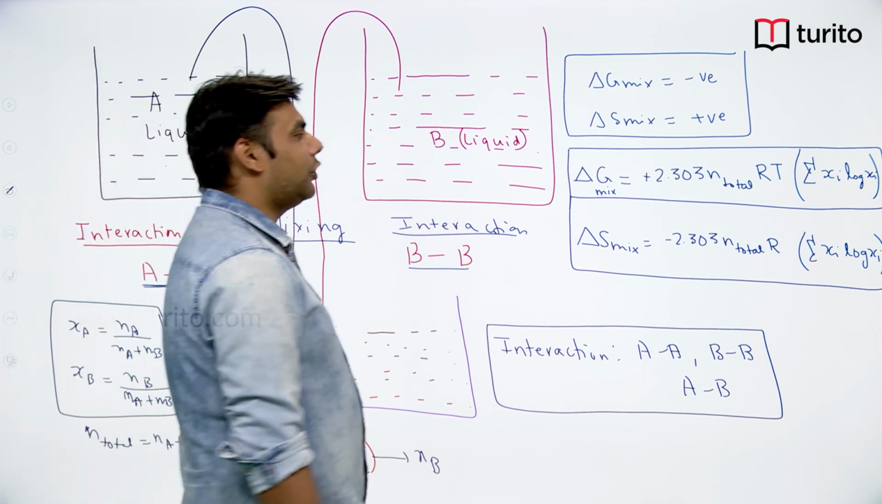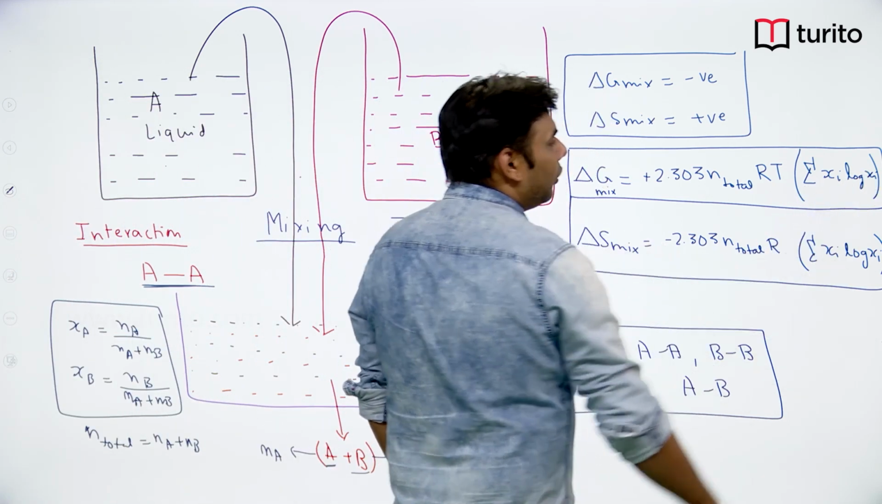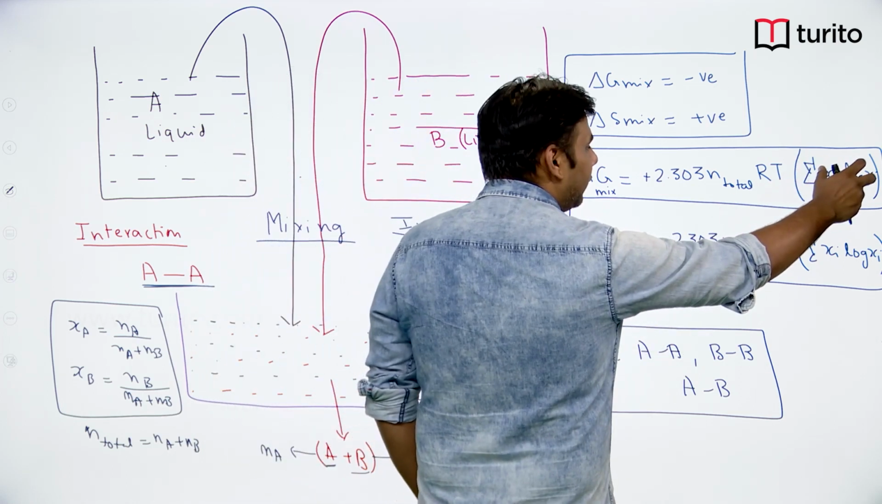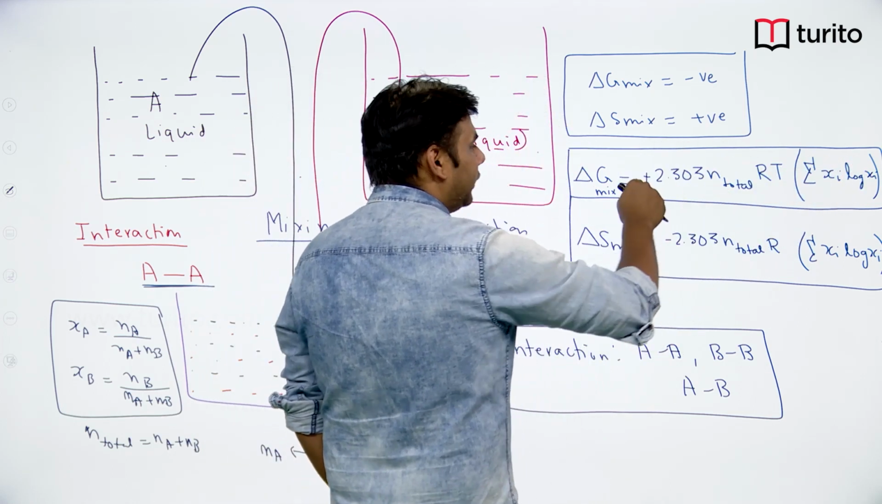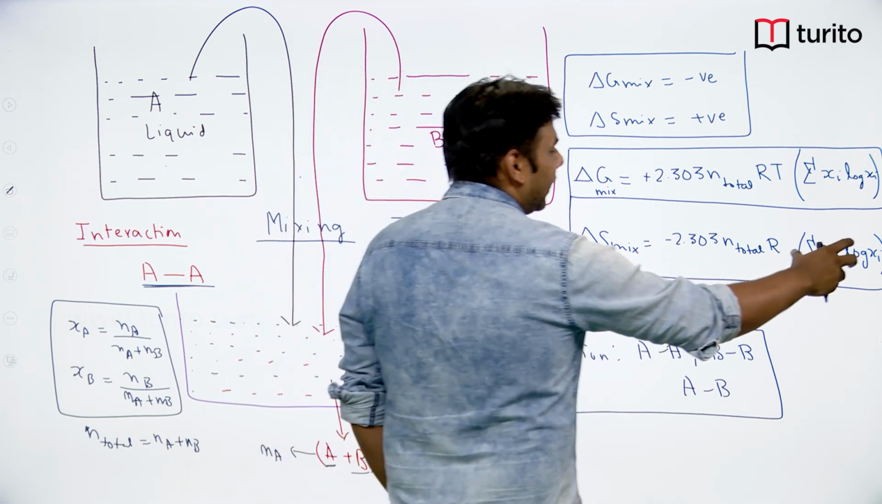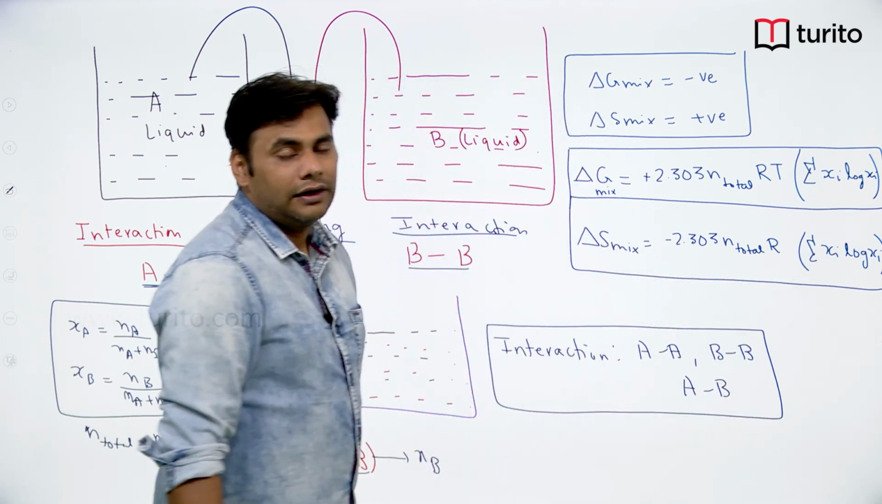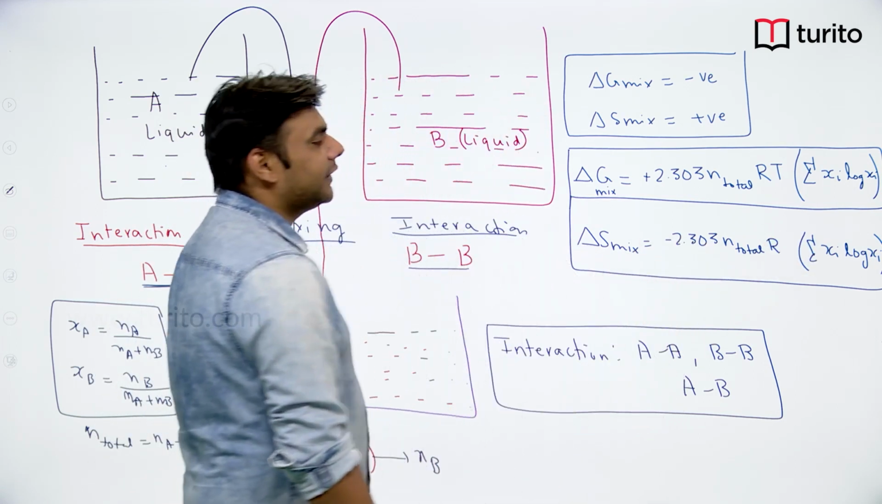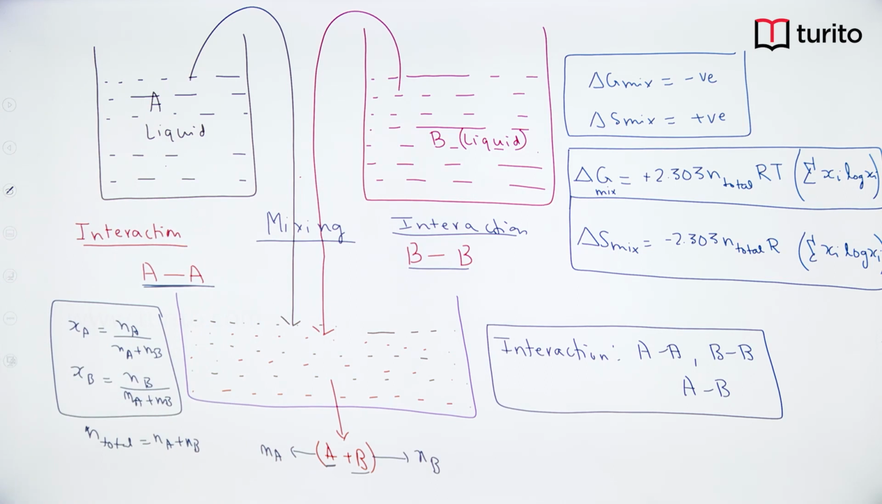So you can see that because x is always less than 1, the log of any quantity less than 1 would be negative. So there will be a negative term coming from this, because this is overall positive, so this will become negative. Now this already has a negative sign, and log of anything less than 1 will always give us a negative value. So when you multiply this, we'll get delta S as positive. So this is the basic formula of delta G mixing and delta S mixing.